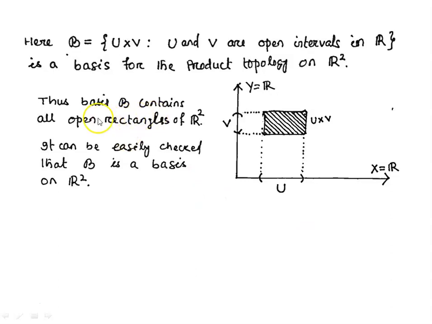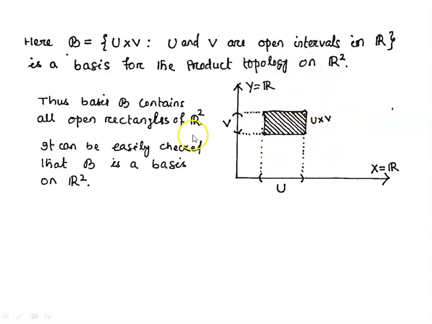Thus the basis B contains all open rectangles of R square. In our previous lecture, we have seen that if U is a subset of X and B is a subset of Y, then U cross B is of the form of a rectangle. So this B contains all open rectangles because U is open, V is open. So this rectangle doesn't have the boundary line. It is an open rectangle. So this B contains all open rectangles of X cross Y.